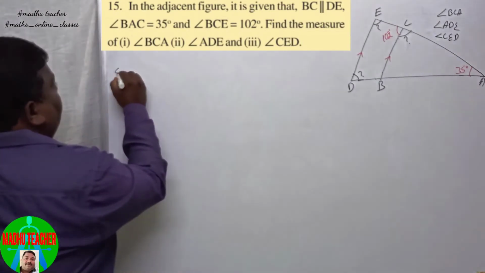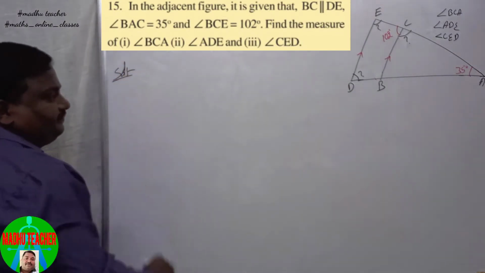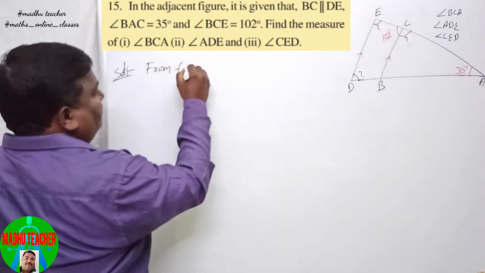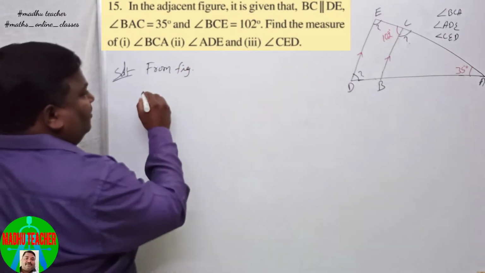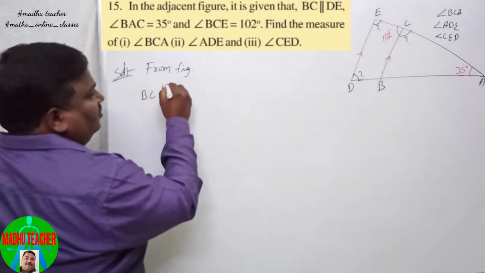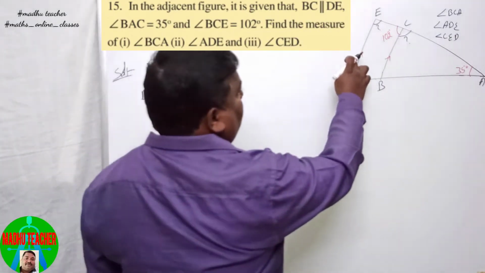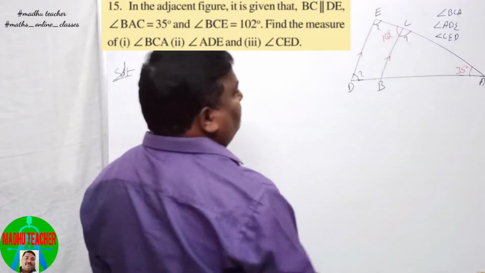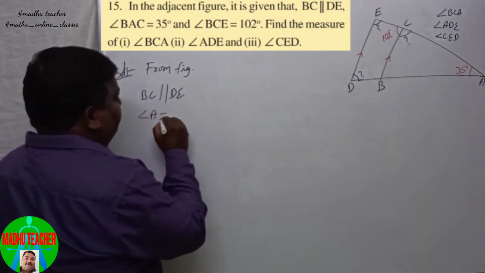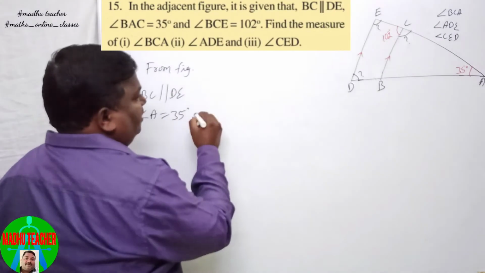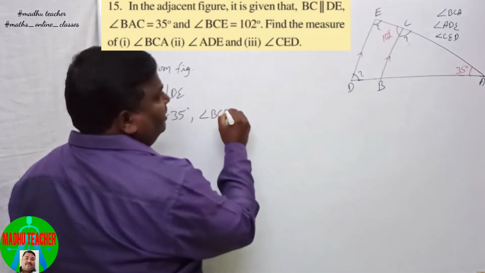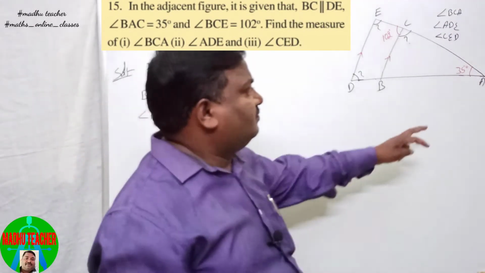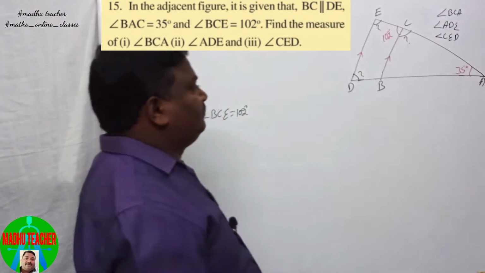Let us write the given data from the figure. What are given? First, BC parallel to DE. These two arrowhead lines are parallel, and angle A equals 35 degrees, angle BCE equals 102 degrees. These two are given.